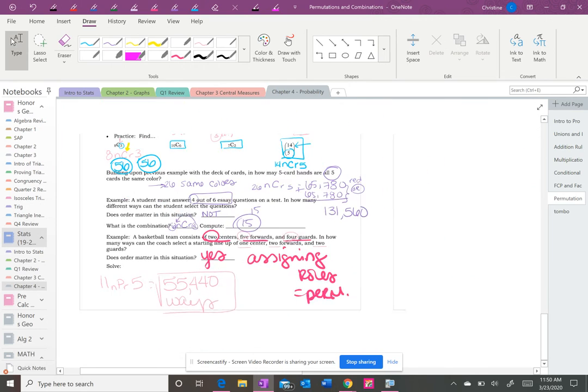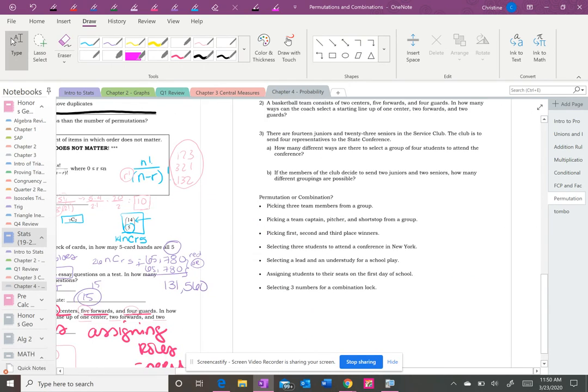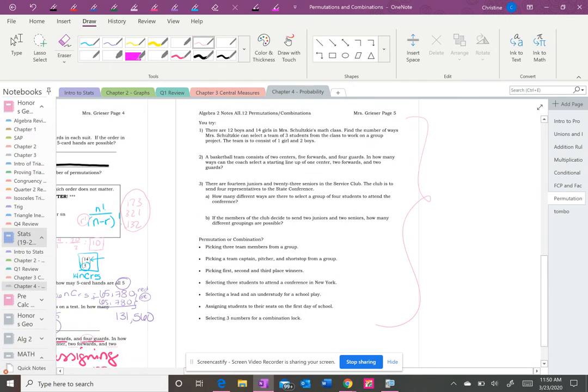So again, like I said, the hardest part of all of this is figuring out if it's a combination or a permutation. I'm going to also put this part up on GoFormative, so just answer these questions, and then that's going to be our assignment for today.